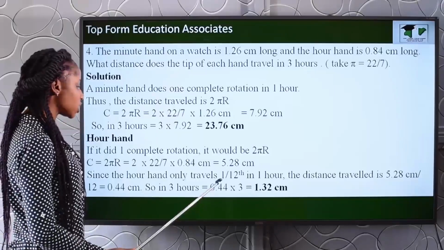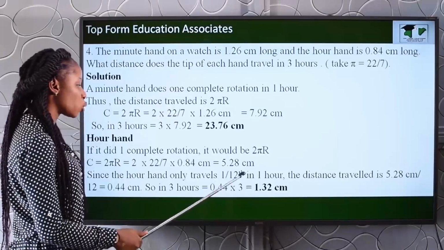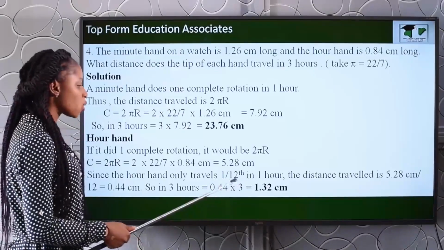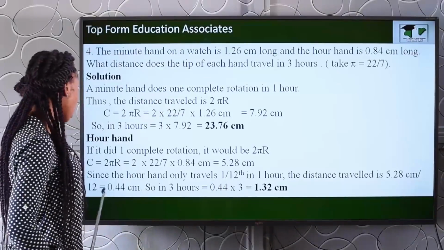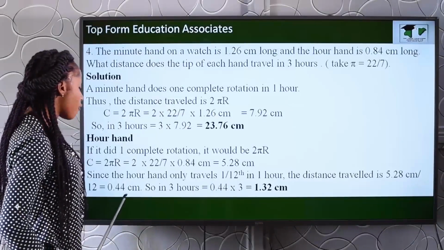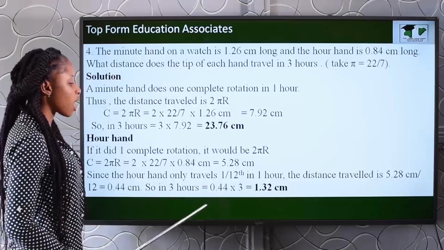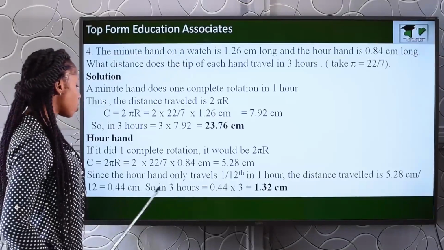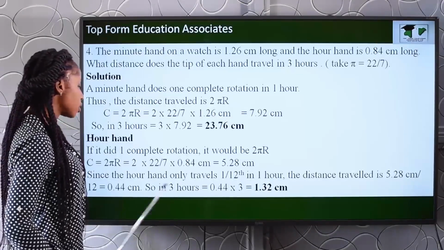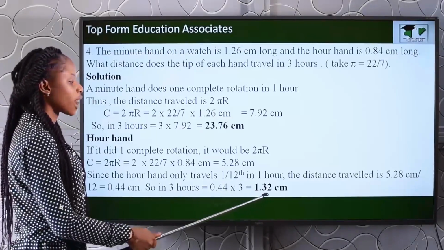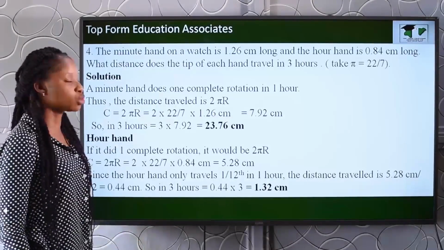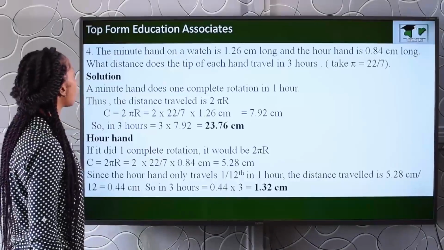Okay, over 12, because it just traveled 1 hour in 12 hours. That's what this implies. So we divide it and we get 0.44 centimeters. So in 3 hours, we'll multiply 0.44 times 3. So we have our answer as 1.32 centimeters. I hope you are following.